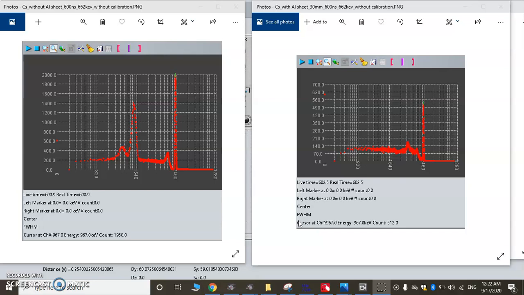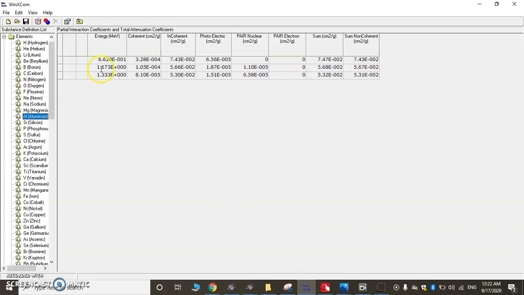So let's check whether it is correct or not. For that we will go to the WinXCOM software. Here I have customized the energies. For cesium the energy will be 662 kiloelectronvolt. The attenuation coefficient for that is equal to 7.47. So our answer is nearly equal to the theoretical answer.